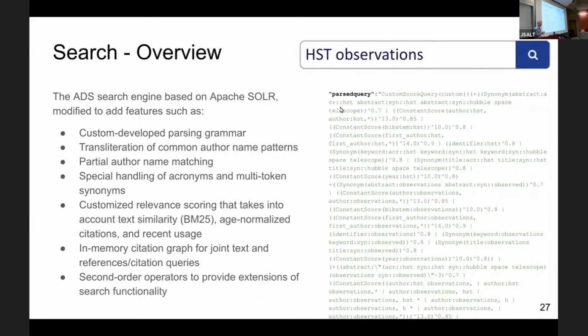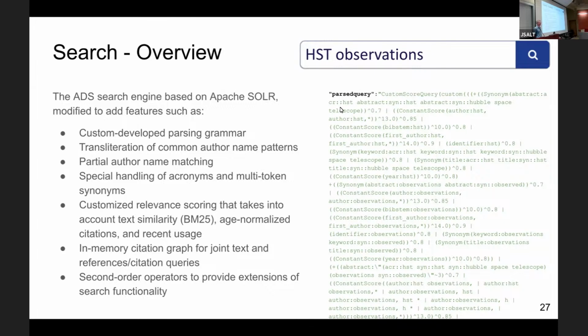We did all of this by essentially developing a different parsing grammar for the searches that we support. I'll show you in which ways this is different from the traditional Solr parser. We took into account matching of author names due to transliteration issues and Unicode and whatnot. Other things, I mentioned the acronyms and all of that. The relevance scoring has been modified.